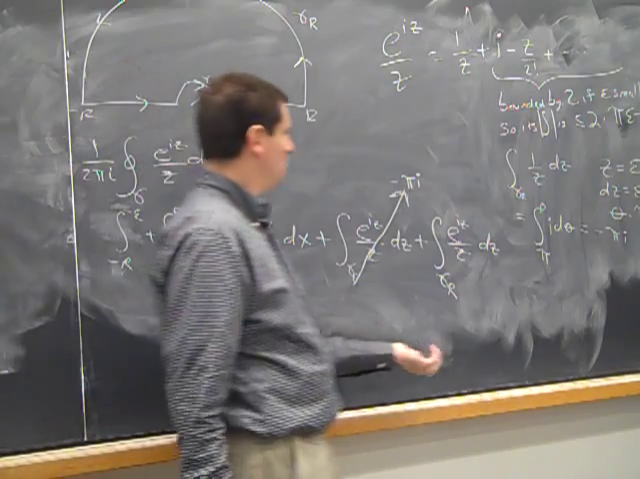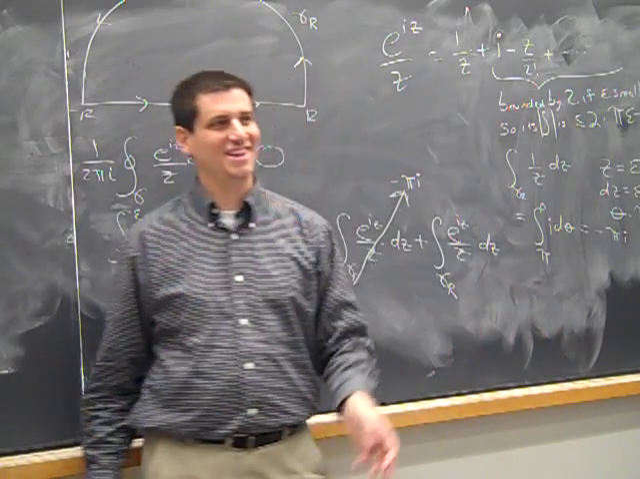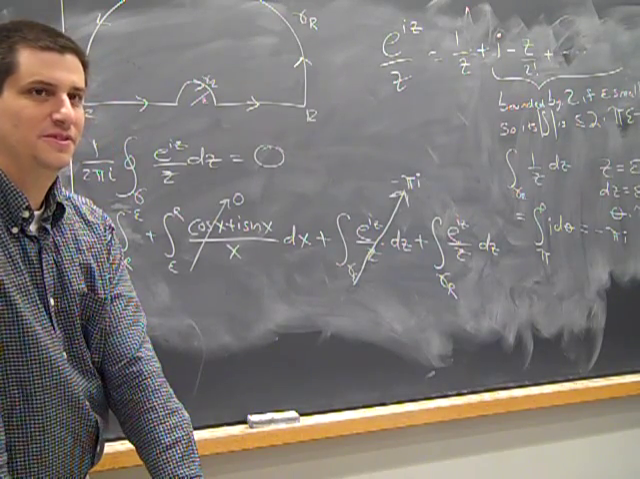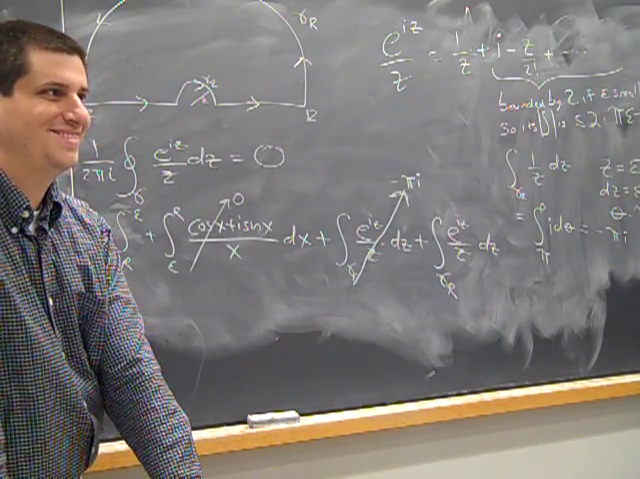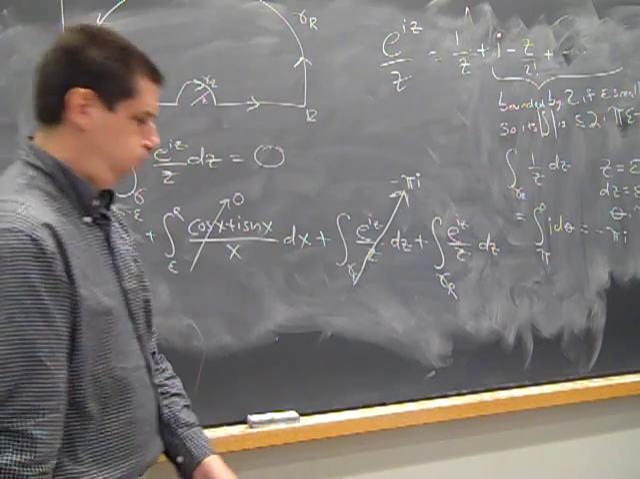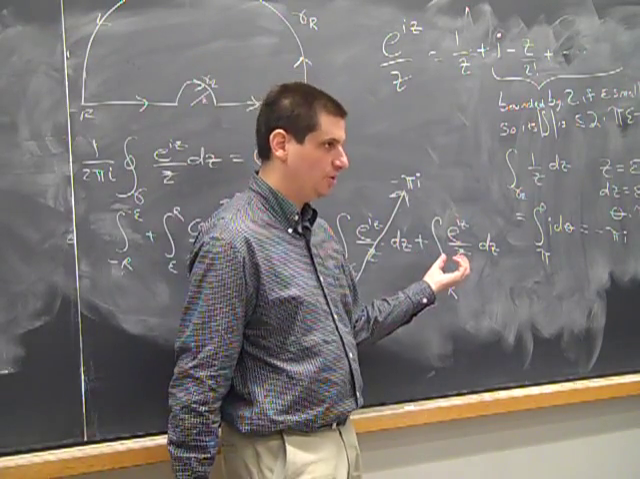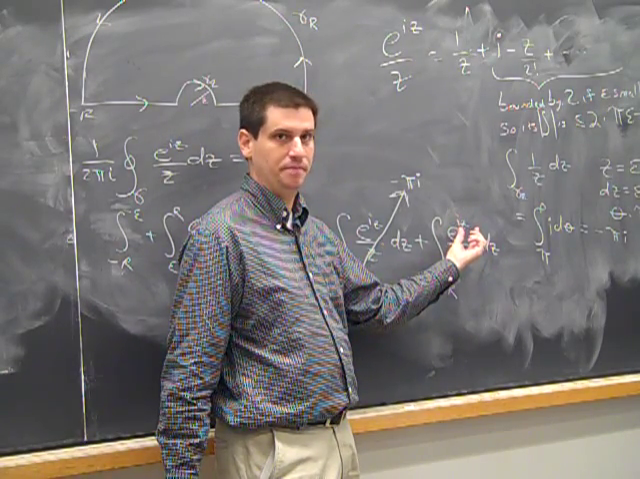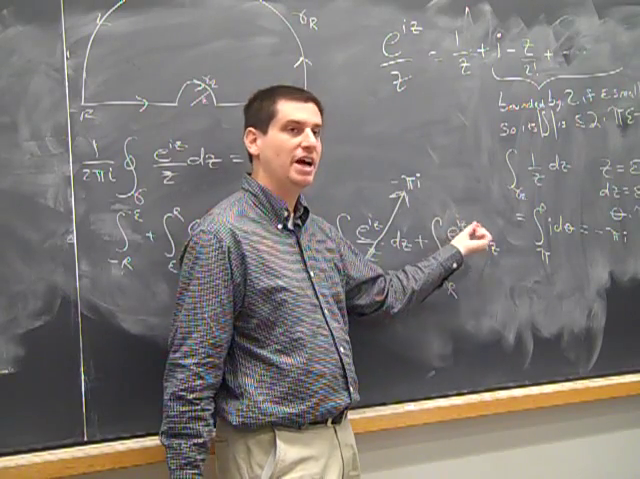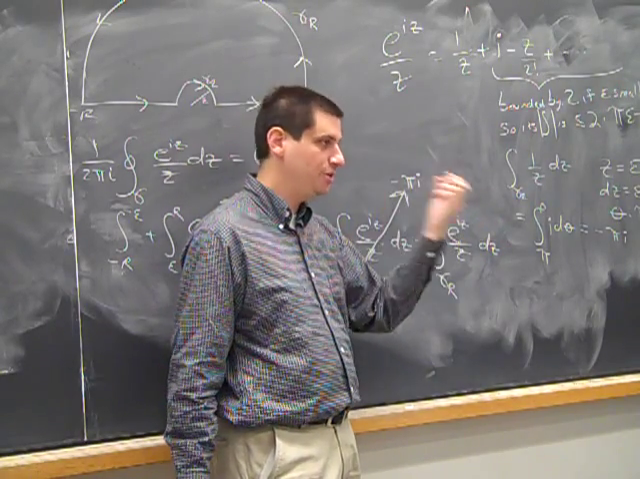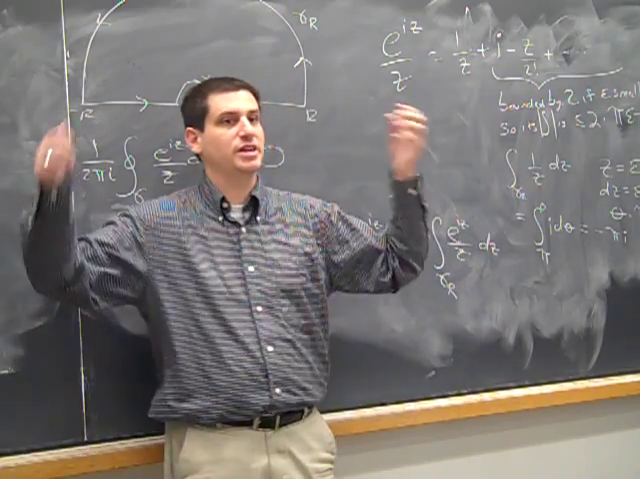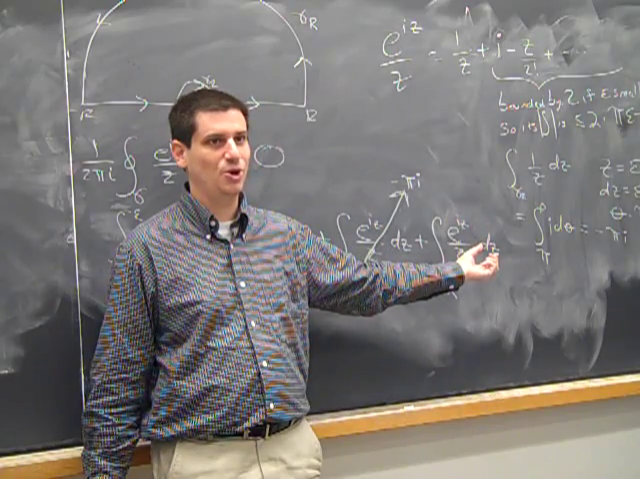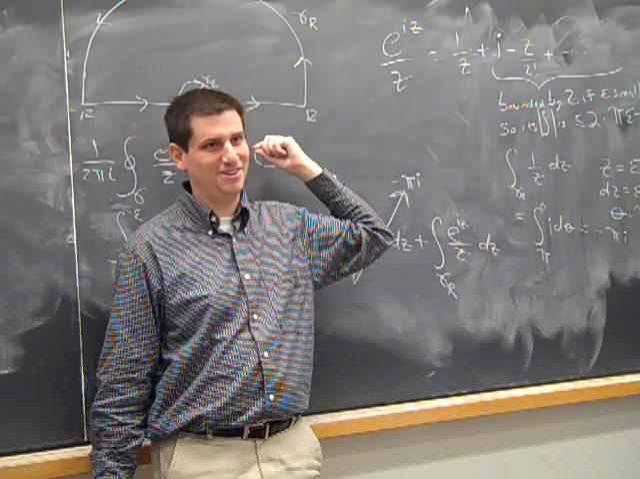The last piece, which is trivially 0, and I leave it as the last piece, is the difficult one. What would you love to do? Make it go to 0 as I go to infinity. Okay. And so the numerator is bounded by 1, because I have e to the ix, e to the minus y. So the numerator is bounded by 1. What does the denominator look like? It looks like the absolute value of r. So this is bounded by 1 over r. What's the length of the upper circle?